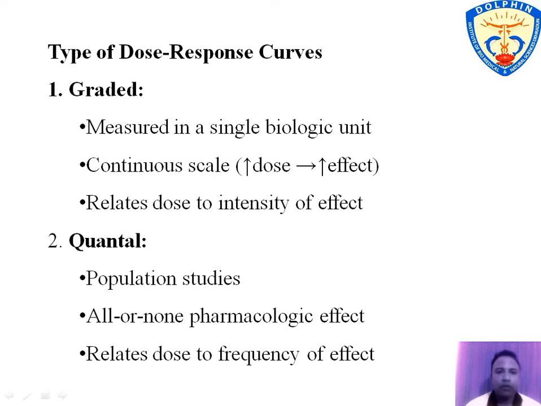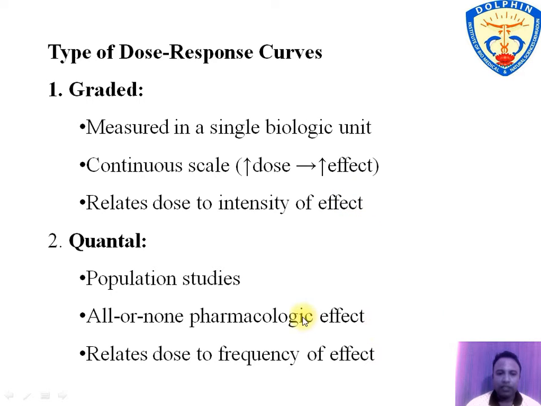Types of dose response curve. The first is graded. The graded response is measured in a single biological unit, meaning different levels of dose and different efficacy with respect to dose. It has a continuous scale, that is, increasing dose will increase the effect. It relates dose to intensity of effect.